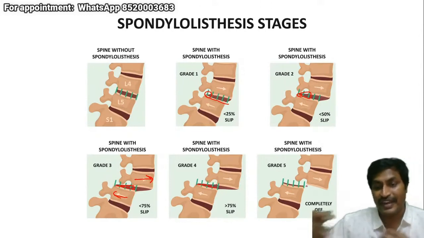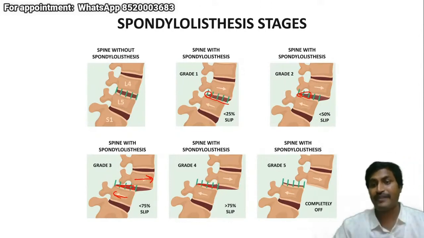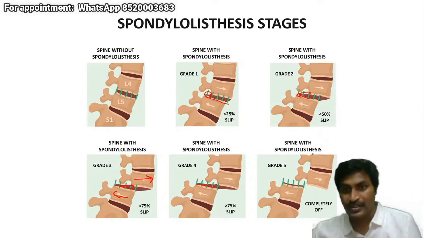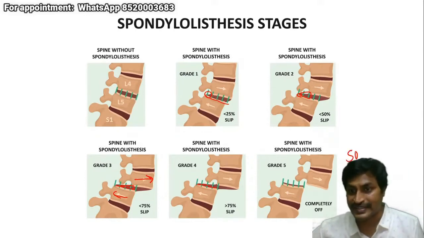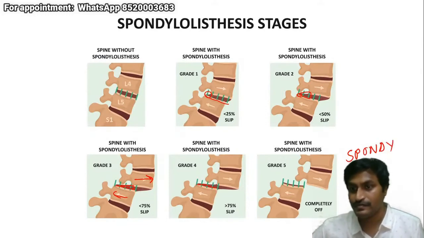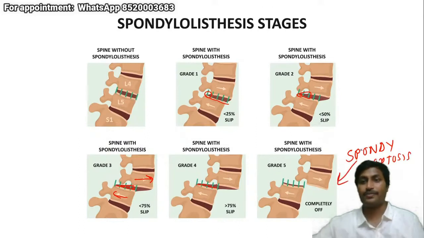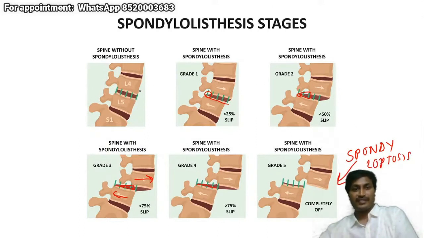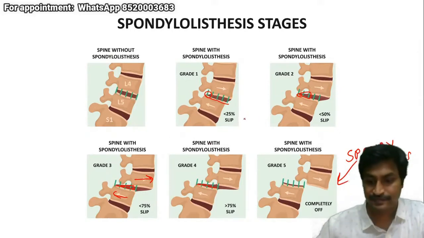And when the entire contact between the two vertebrae is lost, we call that spondyloptosis. So this is known as spondyloptosis, and this is grade 1, grade 2, grade 3, grade 4, and this is spondyloptosis.